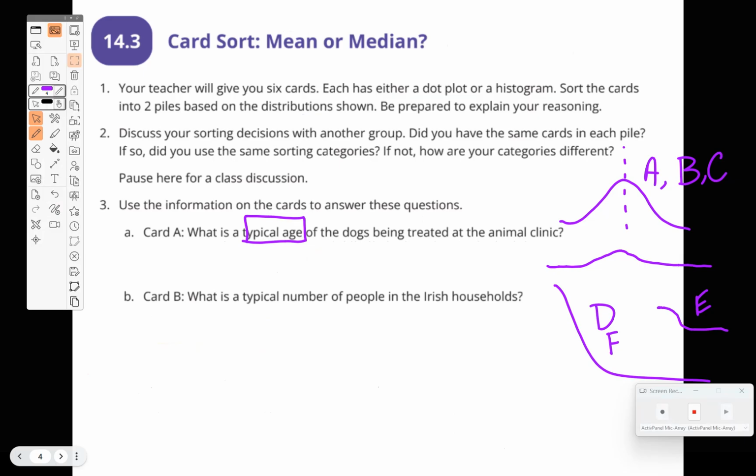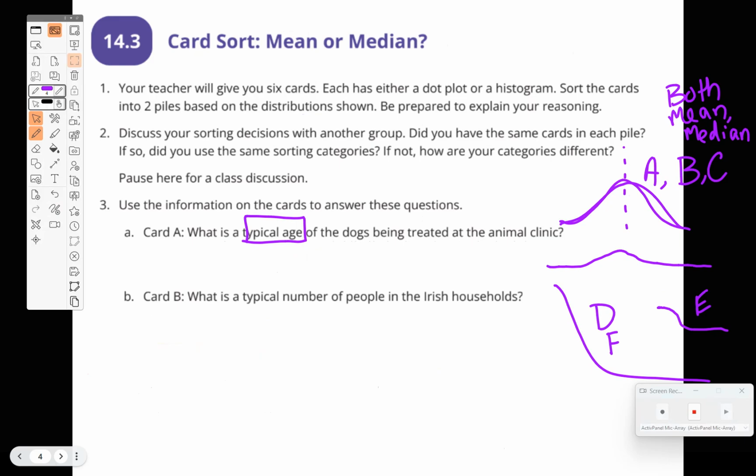Do you think both the mean and the median are pretty accurate? Yes. Yes. And notice that when it's a curve like this, we said both the mean and the median could be used to describe this data set. Let's look at card B.